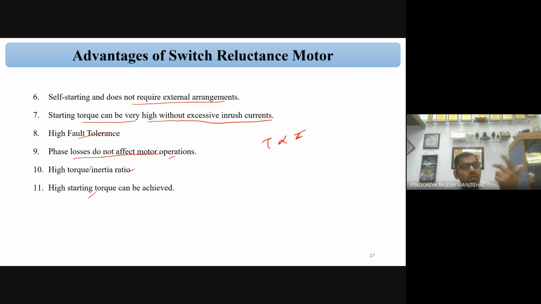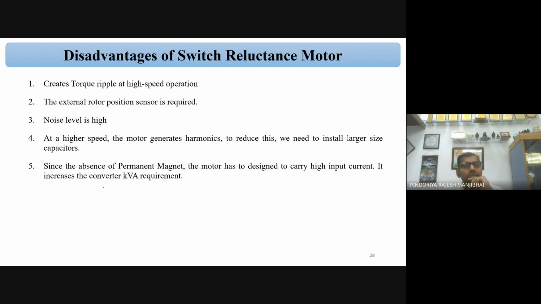Okay, but what are the disadvantages? It creates torque ripple. Why torque ripple? Because we have to operate the inverter switches continuously, so there is a very high torque ripple. The external rotor position sensor is required. Yes, for the PMSM and BLDC an external sensor is required, so that is a disadvantage, but still sensorless operation is possible. Noise level is high. Yes, torque ripple is very high, so we can say noise is high, vibration is high.